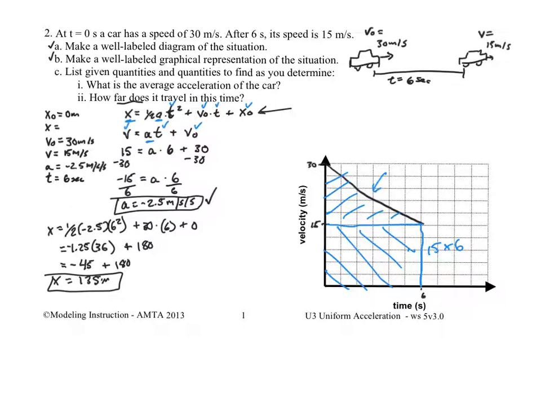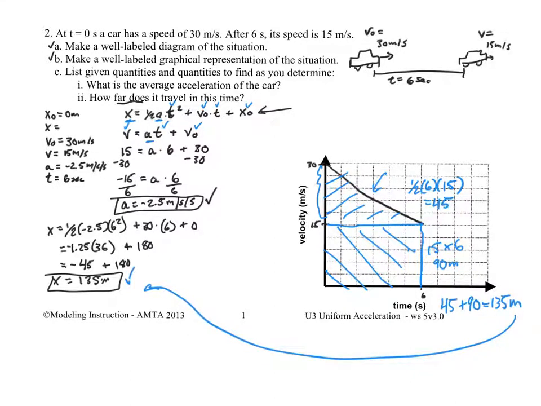So the first one is 15 meters per second tall times 6 seconds wide, and that comes out to 90 meters. And then this top triangle shape is a half of the base, so a half of 6 times the height, which is between 30 and 15, so also 15 tall. So half of 6 is 3 times 15 is 45 meters. So 45 meters plus 90 is 135 meters. That is the same as what I got over here. So that checks out. And that's my whole problem.